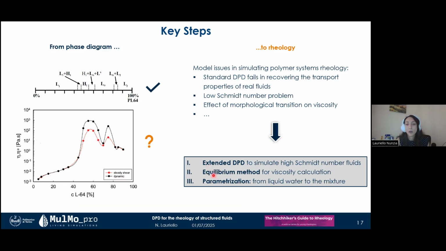Then we want to develop a methodology to compute viscosity, relying on non-equilibrium methods, and eventually we want to work on the parametrization of a real system, starting from liquid water to a binary mixture of water and L64, to capture our physical target, which is the experimental trend of the zero shear viscosity.